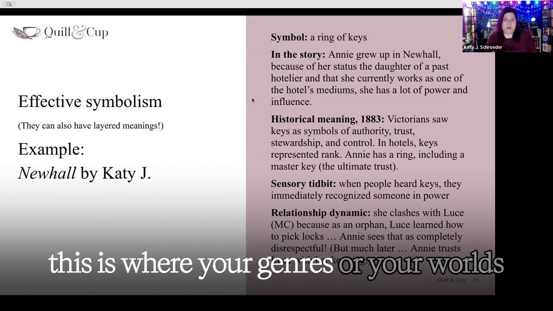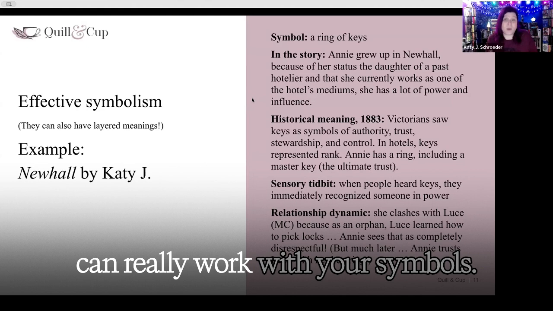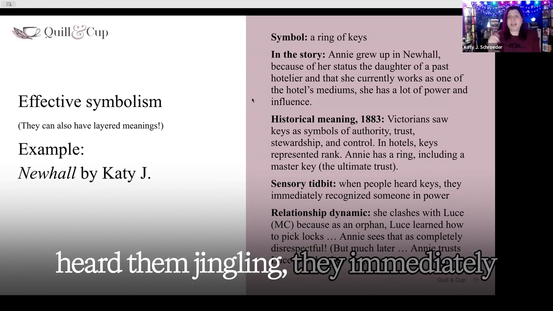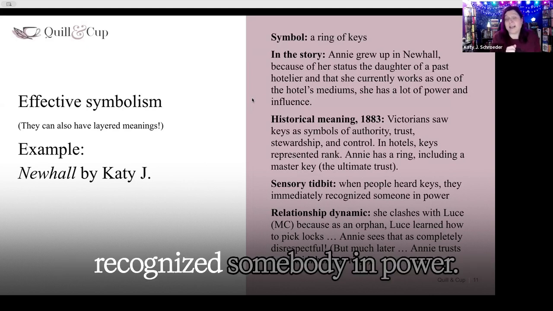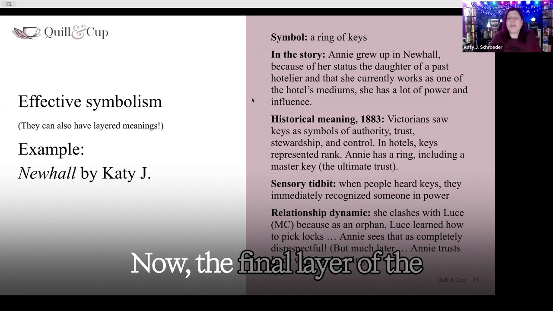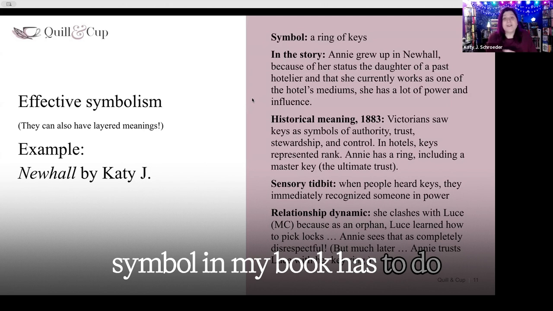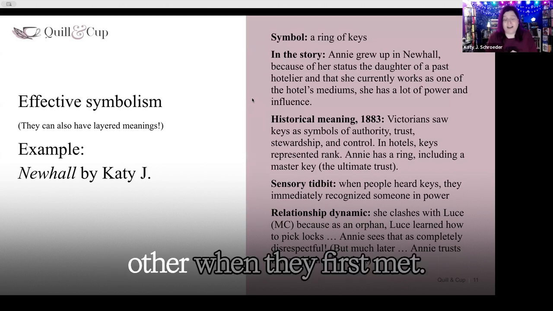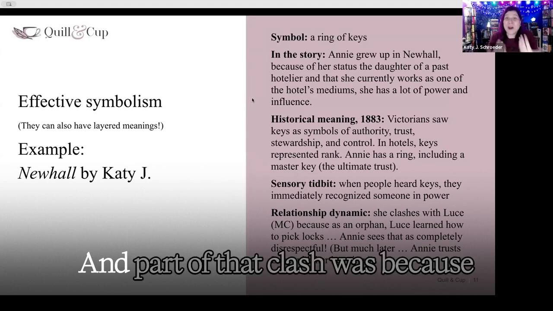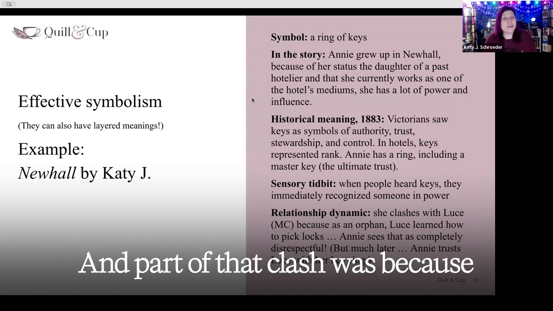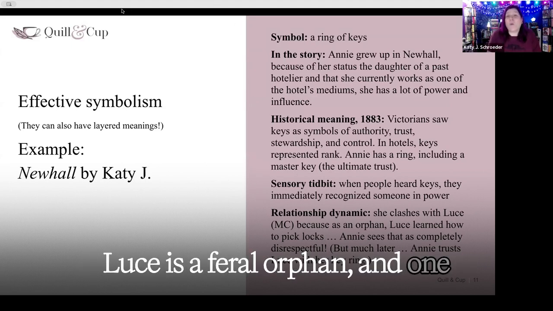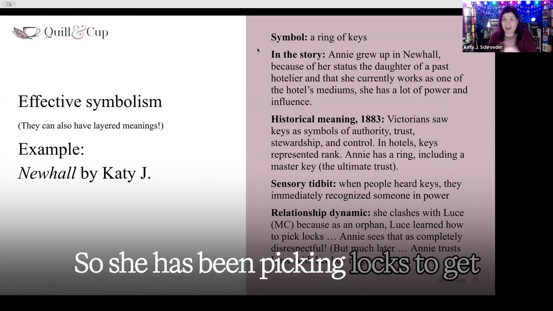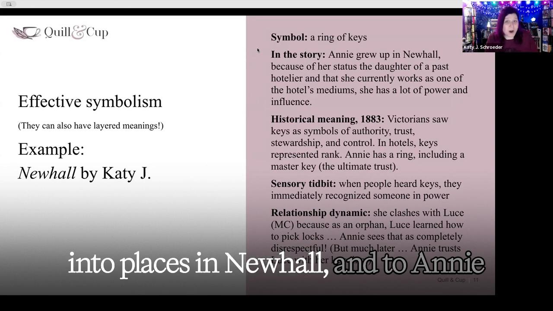A sensory tidbit at this time period. This is where your genres or your worlds can really work with your symbols. When people heard keys in 1883, they heard them jingling. They immediately recognized somebody in power. Now, the final layer of the symbol in my book has to do with that relationship dynamic. These two girls hated each other when they first met. And part of that clash was because Luce is a feral orphan and one of her specialties is lockpicking. So she has been picking locks to get into places in Newhall.